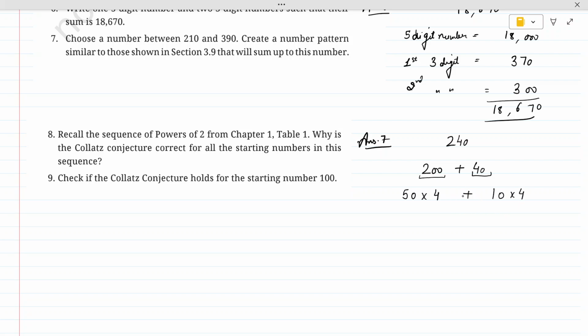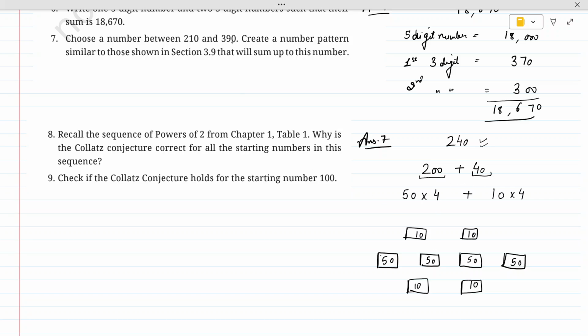So now let me try to draw this. 10 multiplied by 4. So I am taking squares and in the squares I am writing 10, 10, 10 and 10. And then for 50, I am taking 4 squares here, with 50, 50, 50 and 50. And if you try to solve this, this will give me 240. So I hope this is clear.